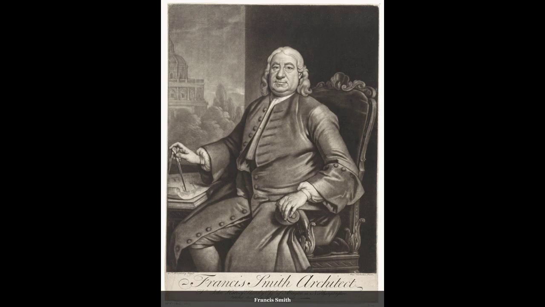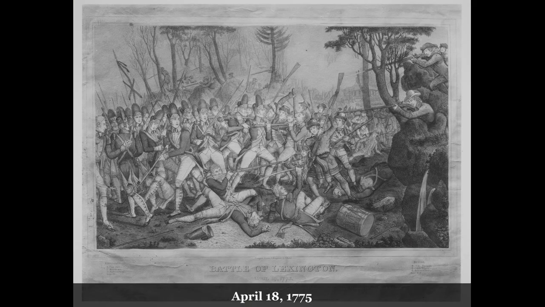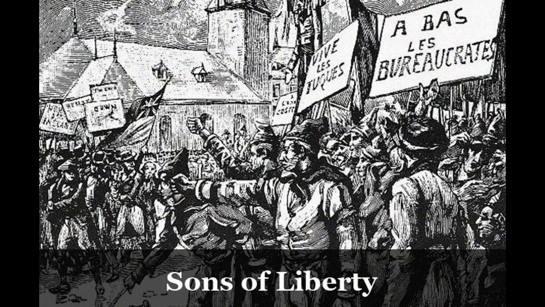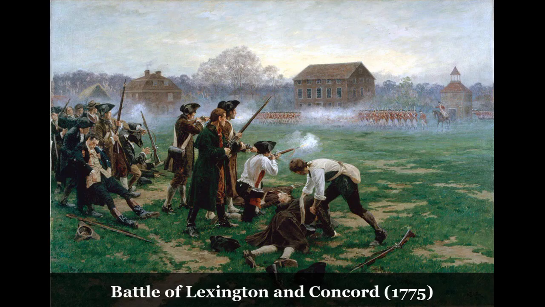In Massachusetts, the epicenter of colonial resistance, a group of patriots known as the Sons of Liberty had been organizing protests and boycotts against British rule. Led by men like Samuel Adams, John Hancock, and James Otis, these radicals were determined to defend their rights as Englishmen and resist the imposition of taxes without representation.